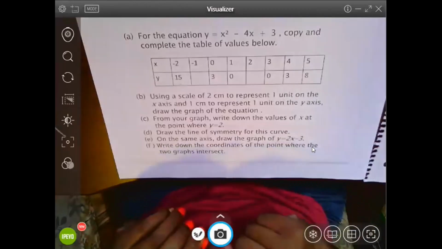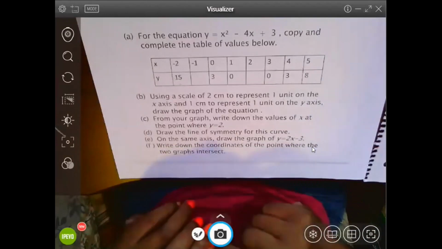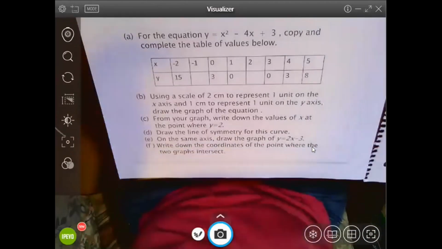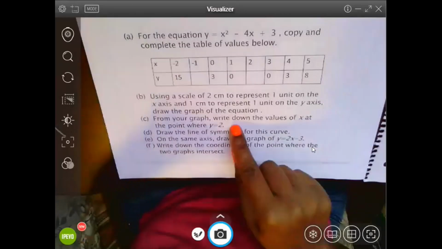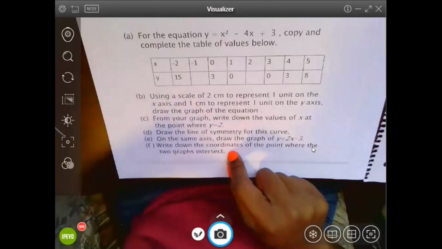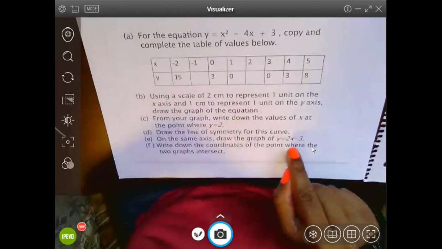the two graphs intersect. And so just a quick breakdown, we're going to go through each part of this question together. For question C, where we're asked to identify the points, as well as question F, we're going to have to do some estimating in terms of finding those specific points. And then for question E, we're going to use the slope-intercept method of graphing this line. So let's go ahead and get started.